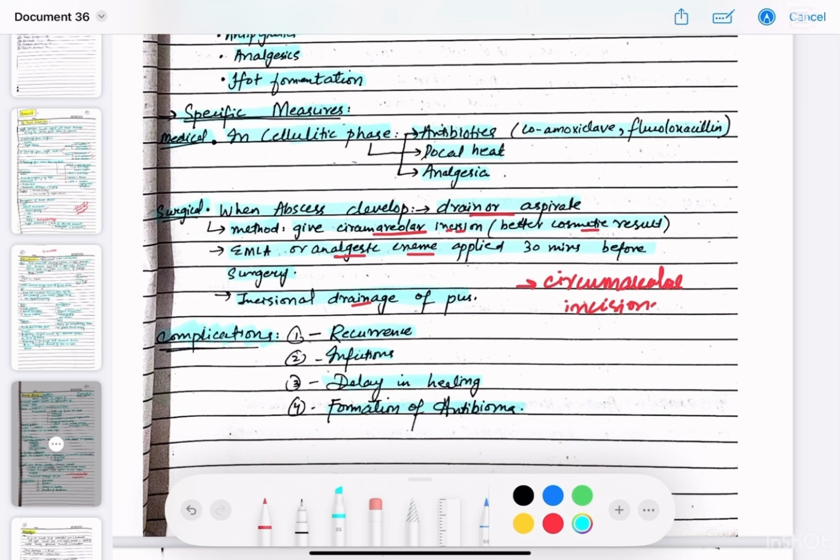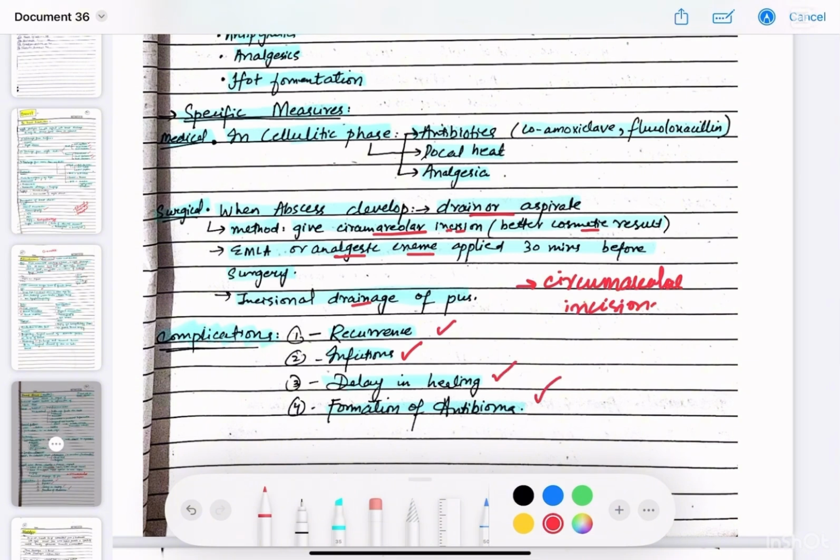The complications are recurrence, that the breast abscess after drainage or surgical treatment can reoccur, and it can lead to infections. The delay in healing also occurs after breast surgery, and the formation of antibioma can also occur in case of breast abscess.